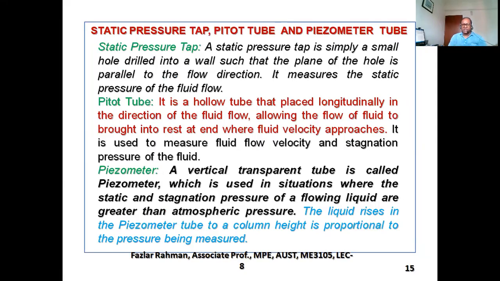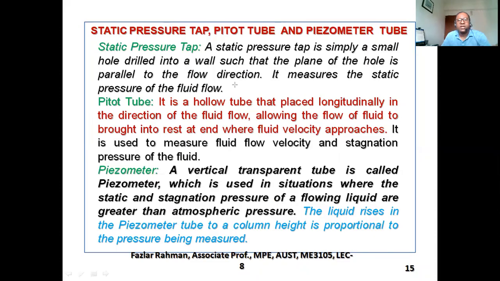You can measure the pressure by manometer, right? That we learn in the manometer. By attaching some pressure gauge, you can measure the pressure, right? But you can do it some other way. Number one, a static pressure tap is simply a hole drilled into a wall. The plane of the hole is parallel to the flow direction. It measures the static pressure of the flow.